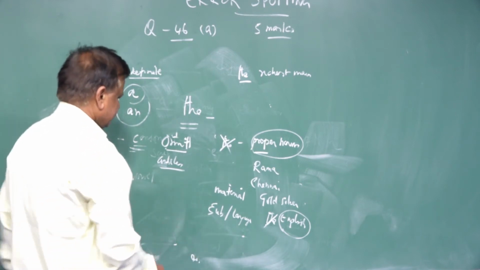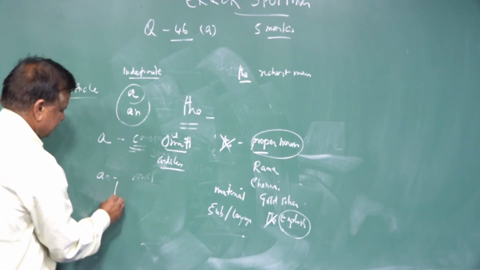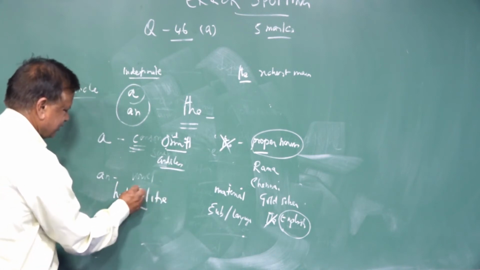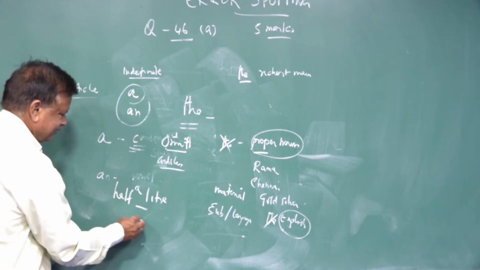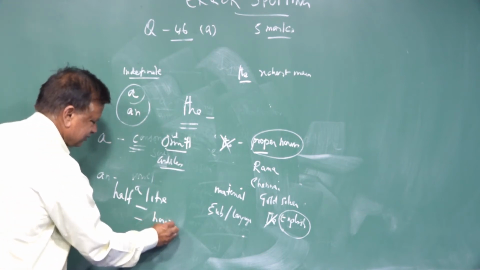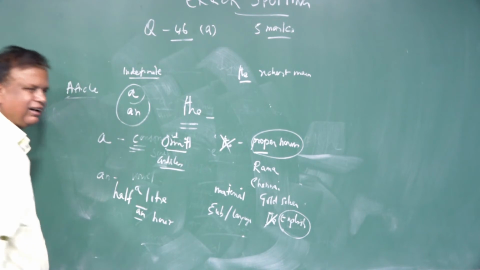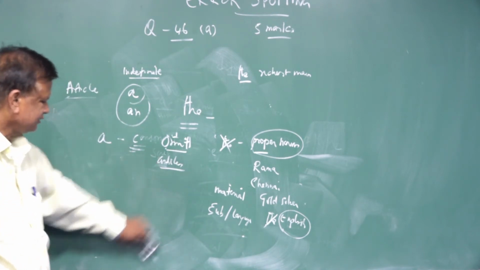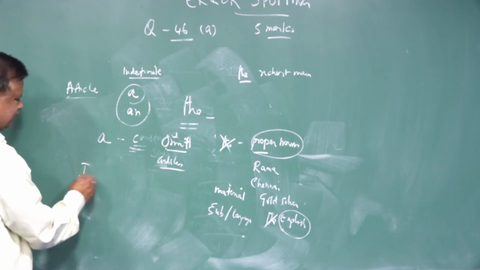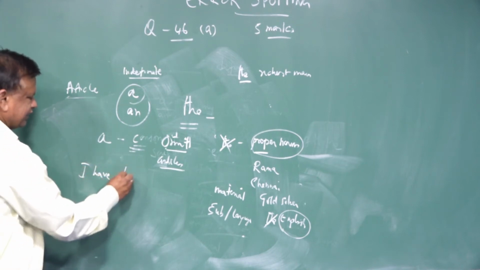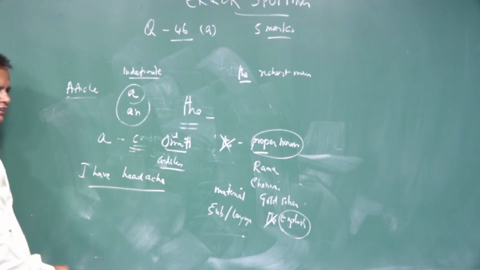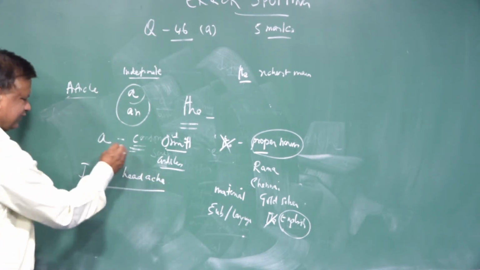Similarly, you have to be careful when I use half liter. I have to include half a liter. But if it is for half hour, I have to use half an hour. These are all small things regarding the articles. You will be easily fooled. I have a day. What is the mistake in the sentence? I have a day.